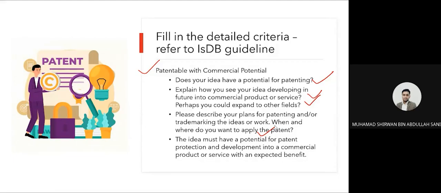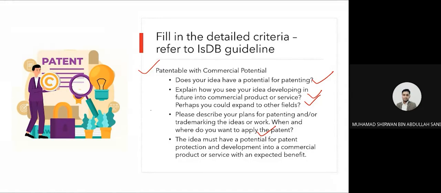Yeah, and then where? Different countries have different ways of applying for a patent. Even they have different time frames for a patent to be granted to you. So perhaps you can apply in certain countries when you know that in your country the patent application may take a long time to get granted.